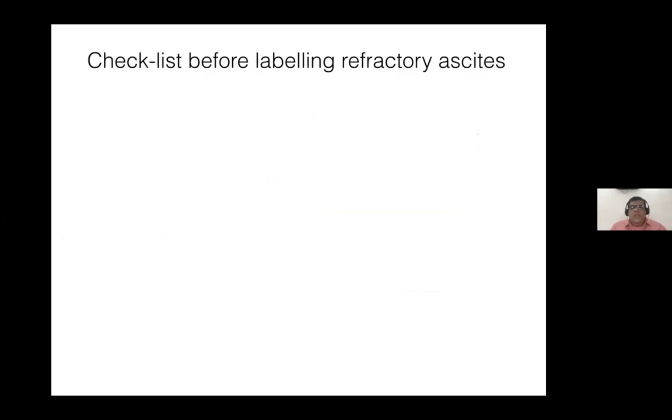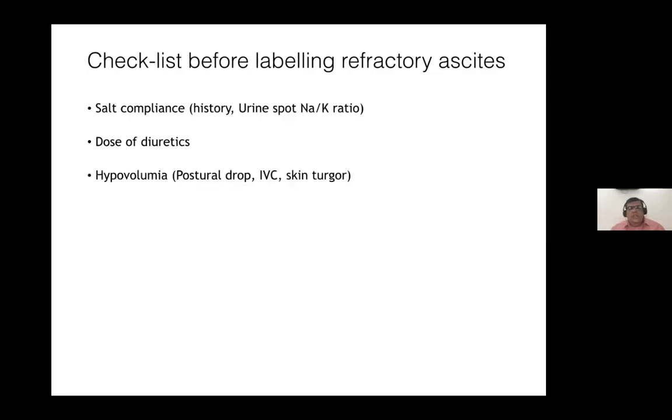This is where very often you'll find a reason for the refractory ascites. And if you correct this reason, you will correct the refractoriness of the ascites. So the first thing is to look for salt compliance. You look at the history of the patient. Very often ask the family members, if they're daughters, wives, please ask them.